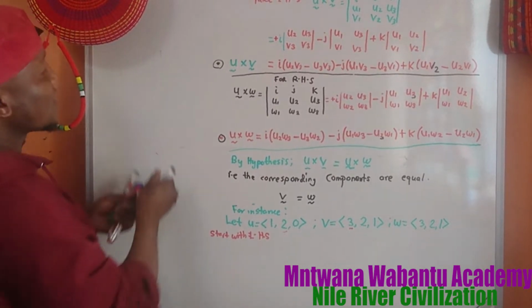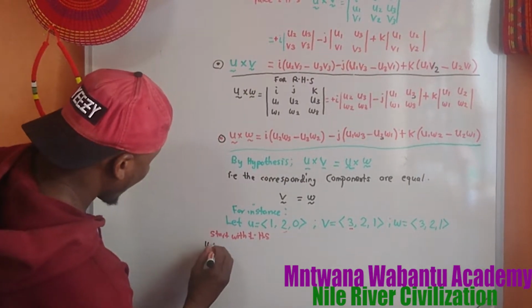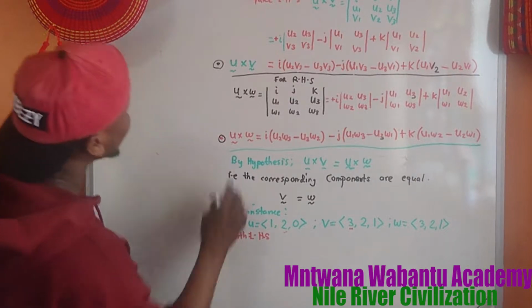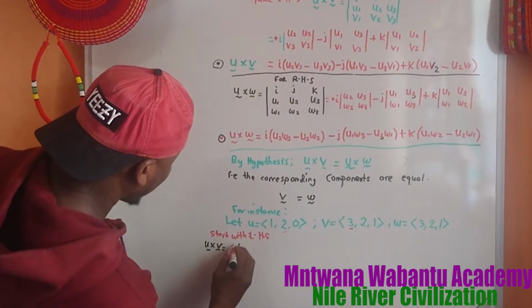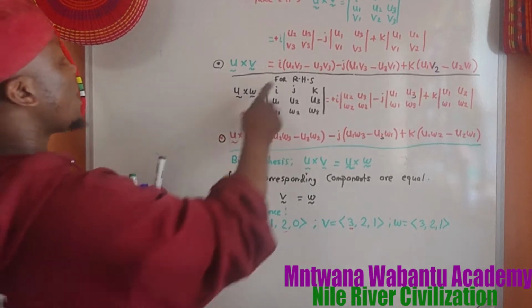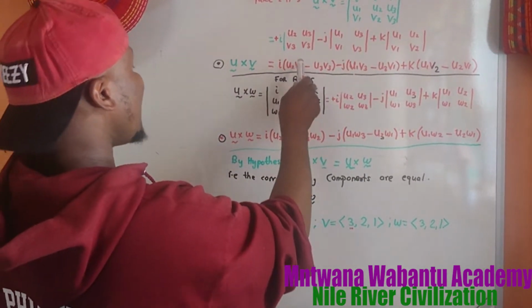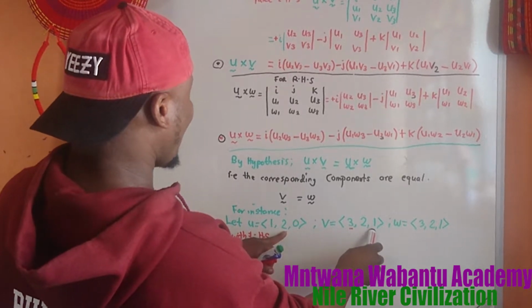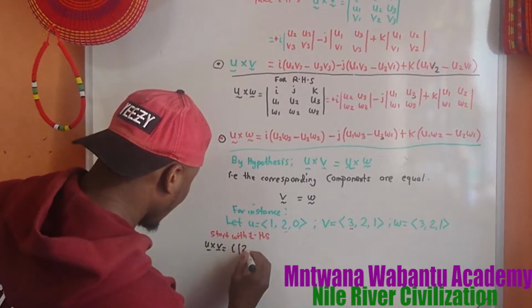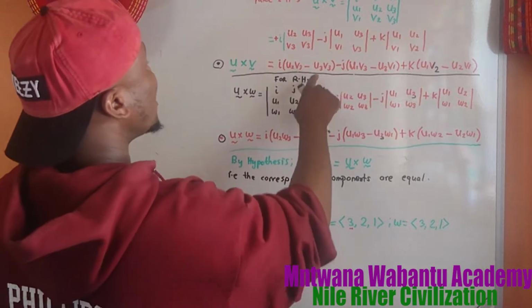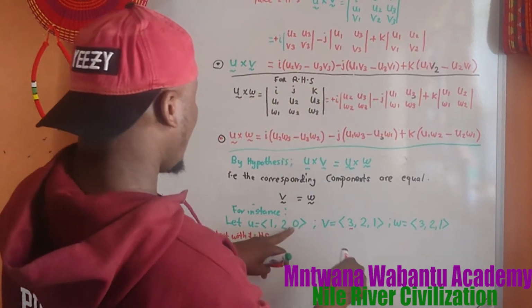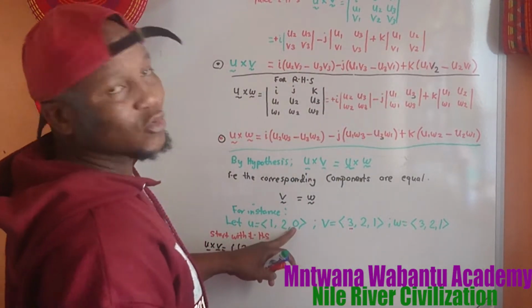So it's easy. So U cross W, U cross V equal. So we got i. Okay, now we go. What is our U2? So we're going to come here. U2 equal to 2 multiplied by V3. What is V3? 1. 2 times 1 equal to 2. So this is going to give us 2 and then we're going to minus. Now we go U3. Our U3 equal to 0, multiplied by anything is always going to be 0.